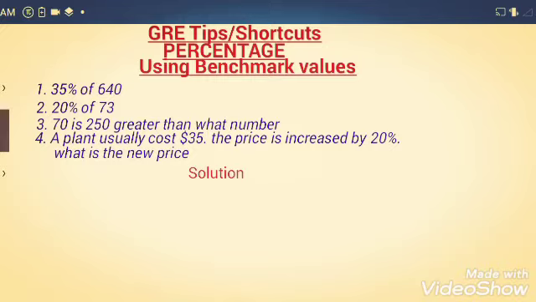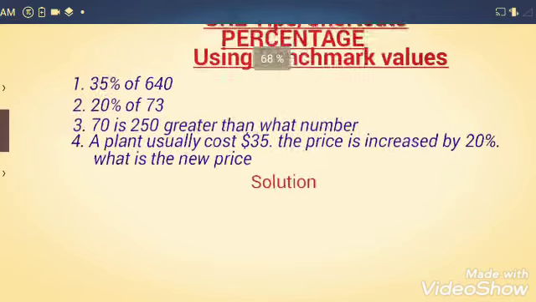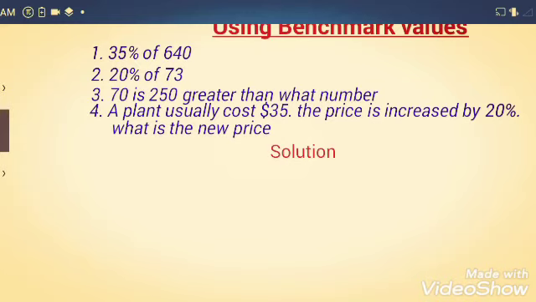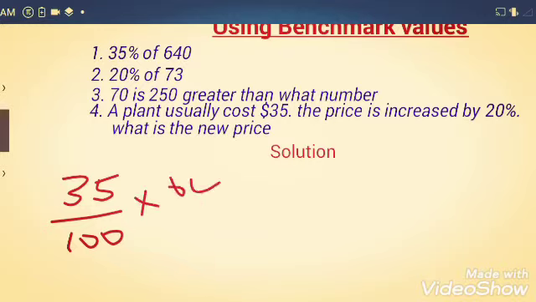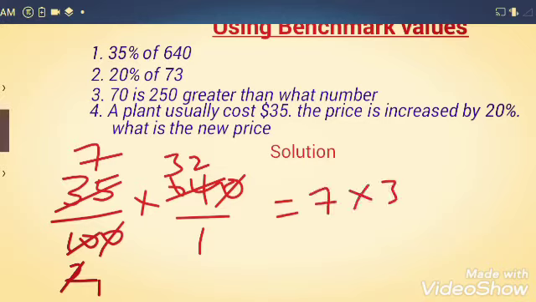Okay, so now the use of benchmark values. First I'm going to solve with the traditional method. The question says 35% of 640, so we're going to have 35 over 100 times 640 over 1. So that's the traditional method. 0 cancels 0. Now 5 into 5 is 1, 5 into 10 is 2, 5 into 35 is 7, 2 into 6 is 1, 2 into 64 is 32. So now you're going to have 7 times 32.